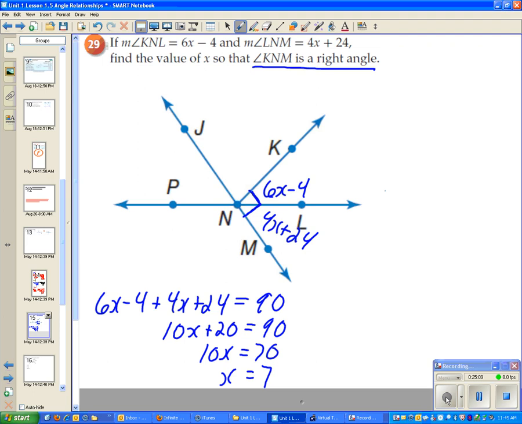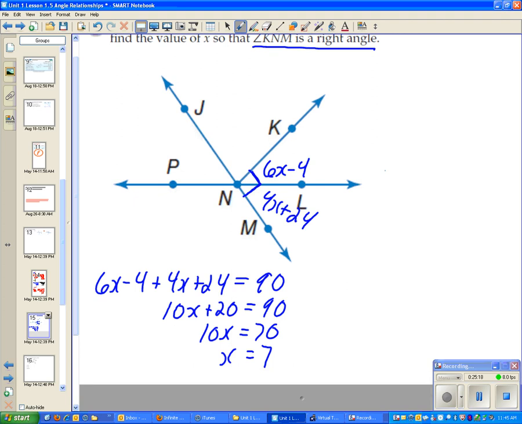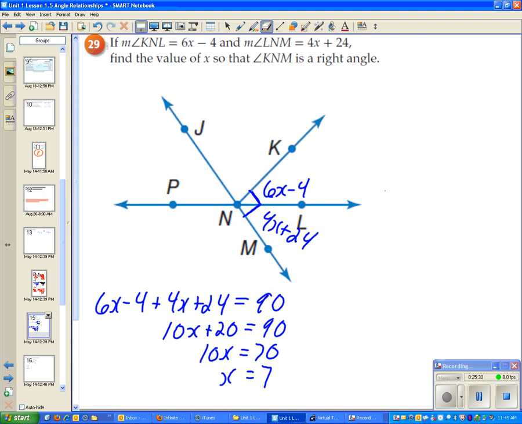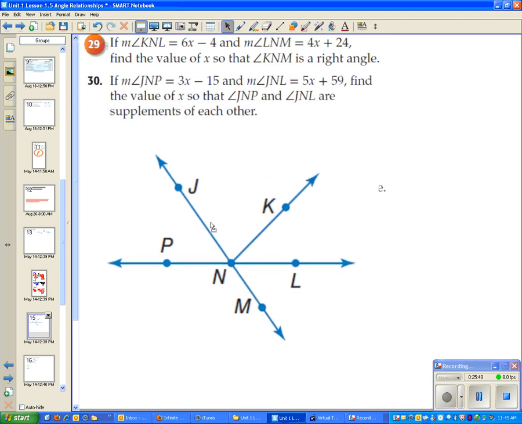If you need this, write it down because I'm getting ready to erase it so I can do the next problem. Okay. What you need to do is erase the measures you just put in on your drawing. Erase those measures because number 30 has different measures. Now, I'm going to erase the work I did just because I need the room. Don't erase your work. Number 30.